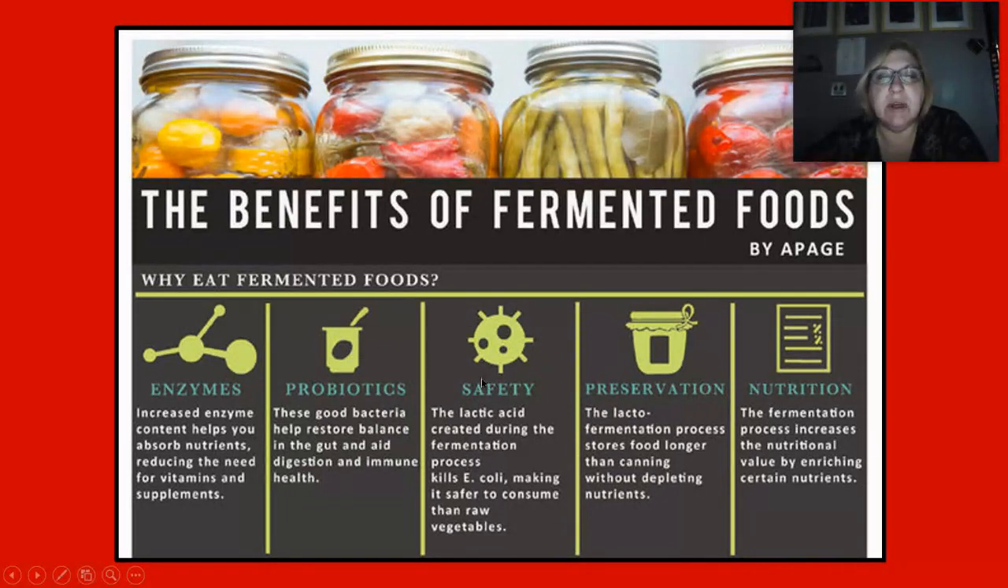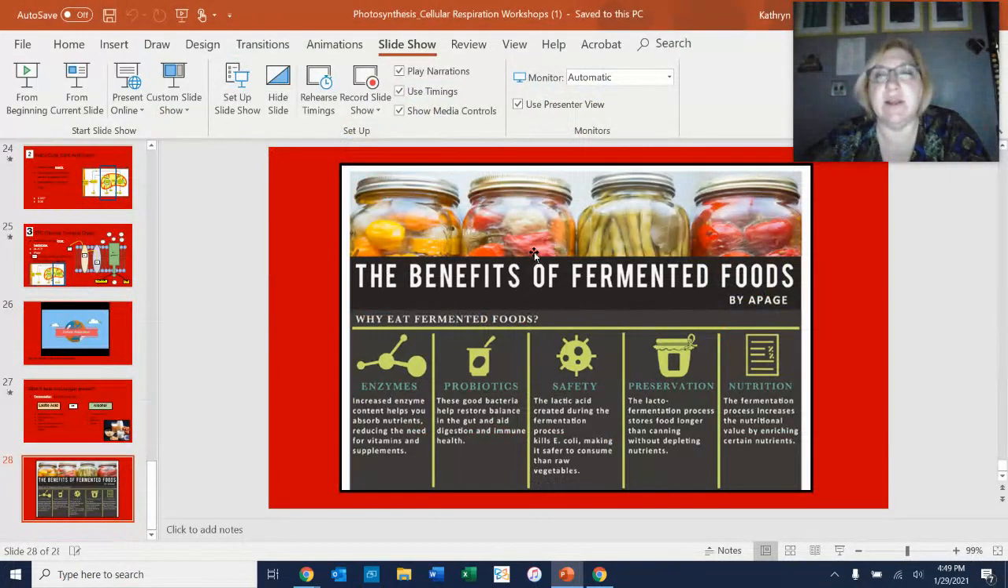Then also, most of the fermented foods have gone through a process where that lactic acid kills off any bad bacteria. So they're safer to consume. Also, the lacto fermentation process stores food, and that helps without depleting nutrients. It helps when you eat it, it helps your body to absorb the nutrients. And also, the actual fermentation process increases the nutritional value. So it's good to have fermented foods, and that is the end of the cellular respiration PowerPoint.